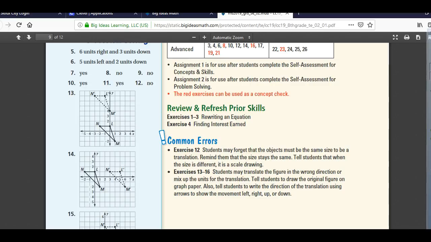Okay. Again, 7 through 12, you were just asking yourself, was the figure moved simply up, down, left, or right? Or was something else going on? And the only ones that were translations were 7, 10, and 11. So 8, 9, and 12 were no, those were not translations.